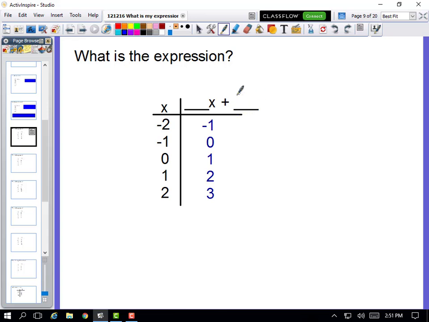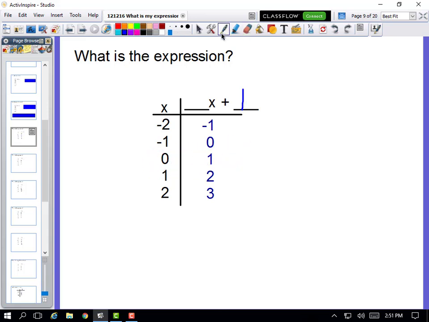To find this b value right here, all I have to do is look for the y value when x is 0. So I slide down my x list until I find x is 0, and I look for the y value, which is 1. So this value is going to be a 1.